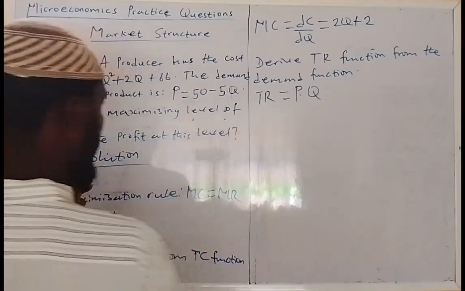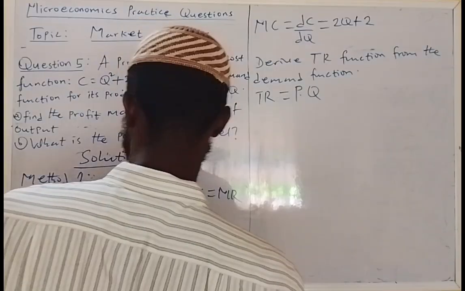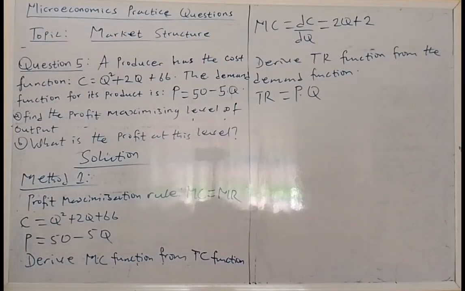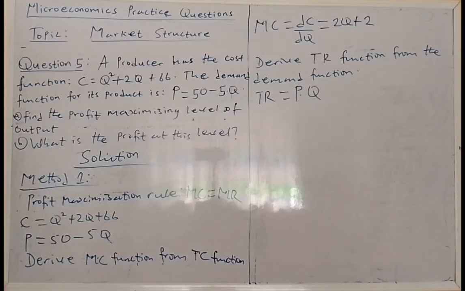Now we are given our P already. P here represents the indirect demand function we are given. When I say indirect demand function, that is the inverse demand function, it is a demand function in which P is made the subject of the formula. If Q is made the subject, we call it a direct demand function. But in this question, we are given an indirect demand function. Even if we had been given a direct demand function, we would first need to convert it to an inverse demand function, in which P is the subject, before we can use it to derive our TR.